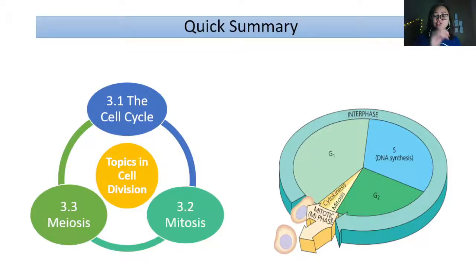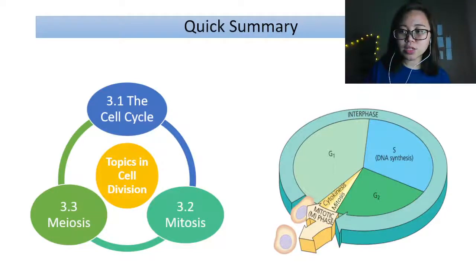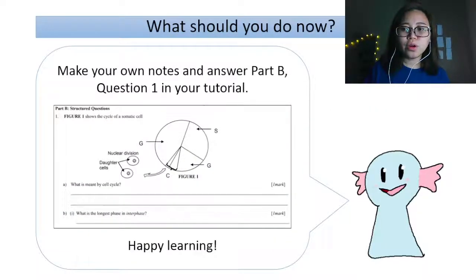Okay, so just a very quick summary. Okay, kita rumuskan secara ringkas. Cell cycle ada interface, ada M phase. Dalam interface ada G1, ada S, ada G2 phase. Mitotic phase termasuklah mitosis dengan cytokinesis. And in the next lessons, we'll go into 3.2 and 3.3. So that is as much as I would like to say for now.